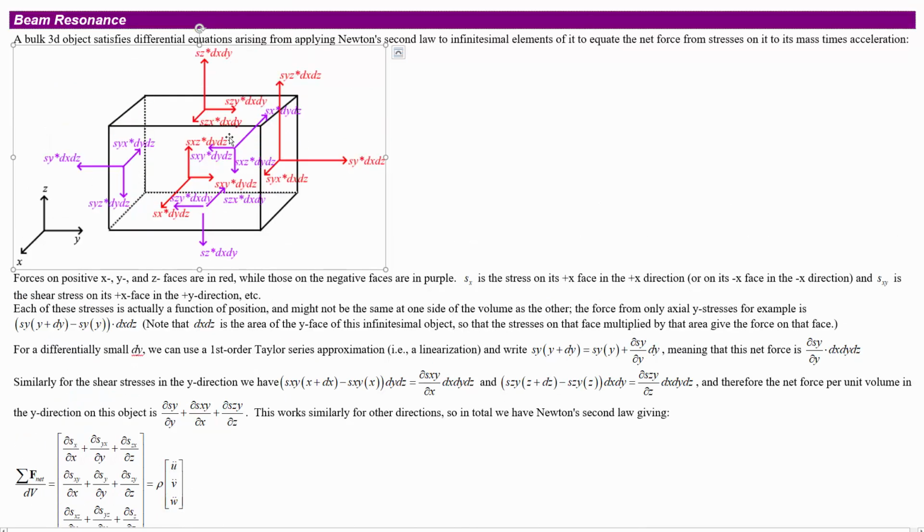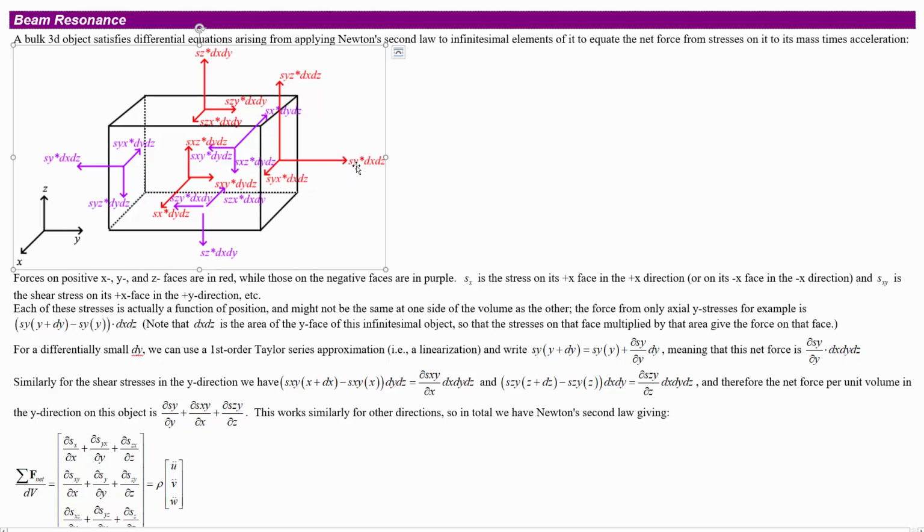Well, if you consider a differential volume of it, then you've got forces on each side that have to do with the stress at this point multiplied by the area of that face. And you can have different kinds of stresses. This is the positive y face. So we've got stress in the y direction on the y face, Sy. And we can also have stress on the y face in the z direction, Syz, or on the y face in the x direction, Syx.